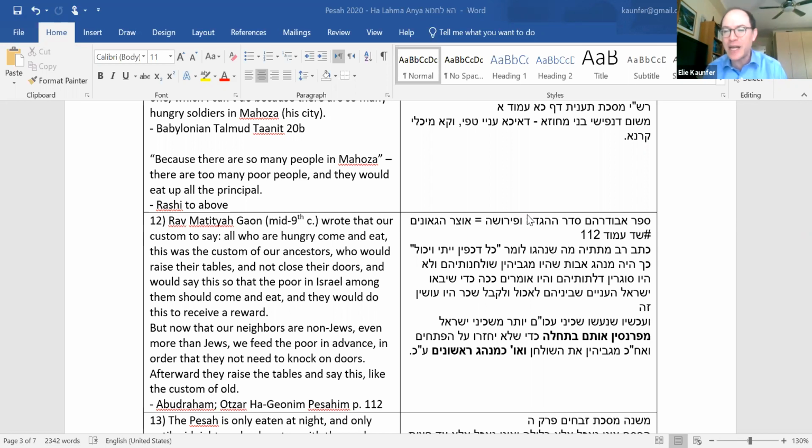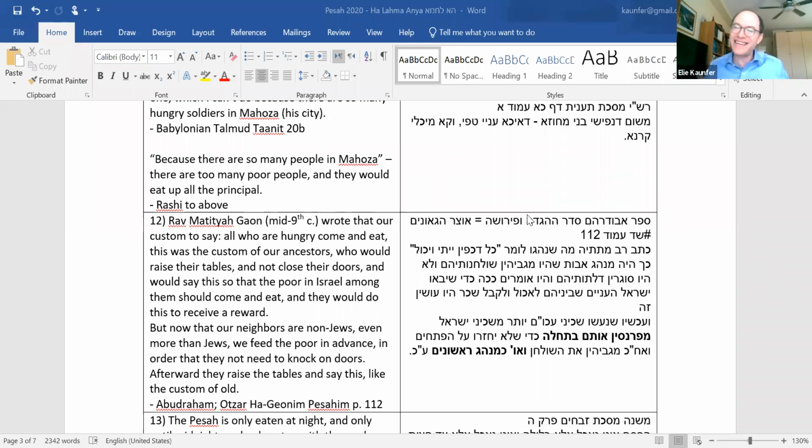that was the tradition of old. They would lift up their tables, and in those days they had their own tables, like everybody had a mini sort of TV dinner tray. They would lift up their tables. They wouldn't even shut their doors. They would say this, so that Jews would come in, and they would be able to eat with the people who are having the seder, and they would get a reward for this.